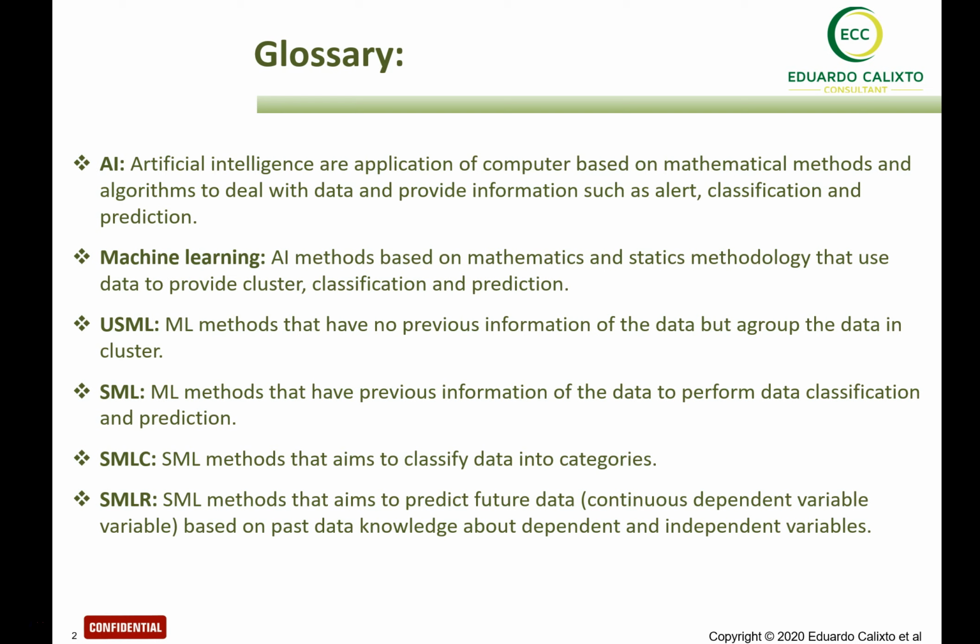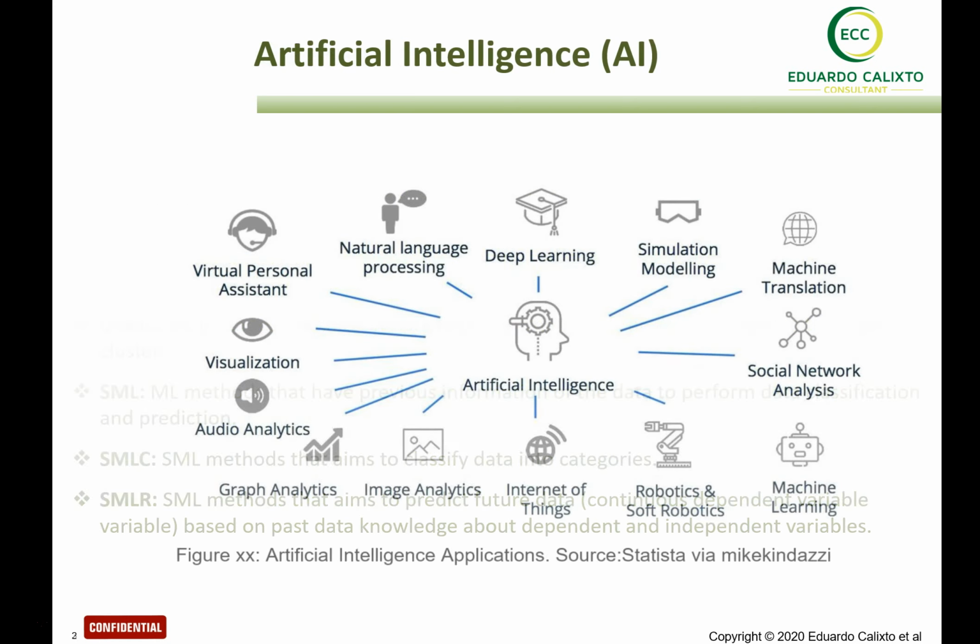As we previously demonstrated, we started with the glossary of the main concepts of artificial intelligence applied to maintenance, such as artificial intelligence, machine learning, unsupervised machine learning, supervised machine learning, supervised machine learning classification, and supervised machine learning regression. In this module, we focus on supervised machine learning classification, and more specifically on the K nearest neighbor method.